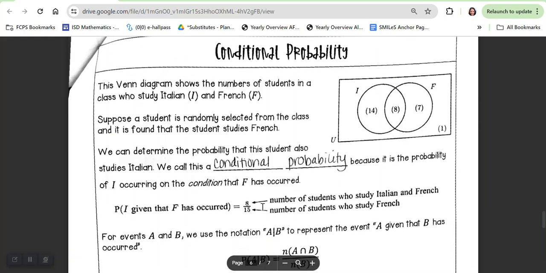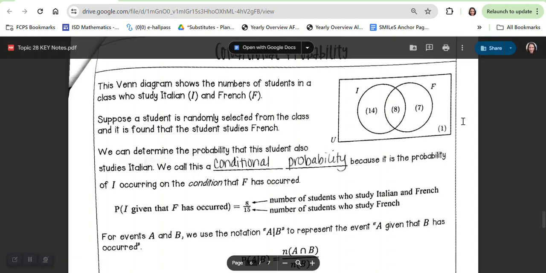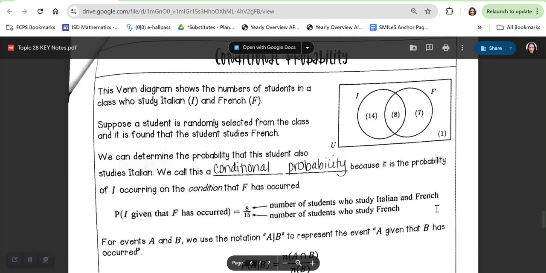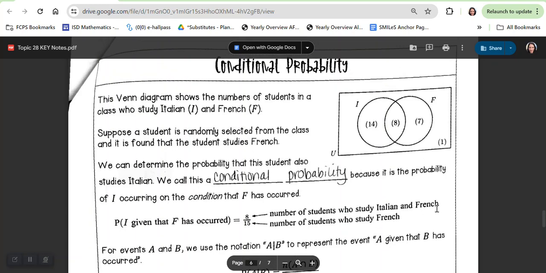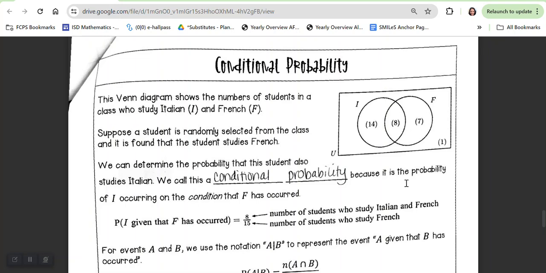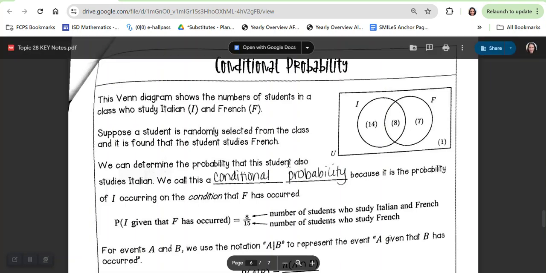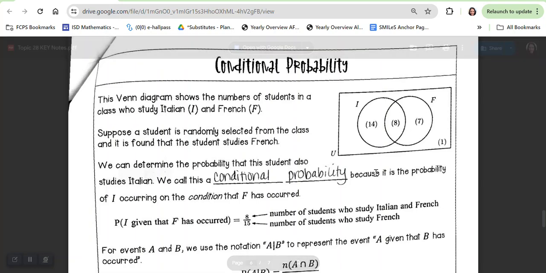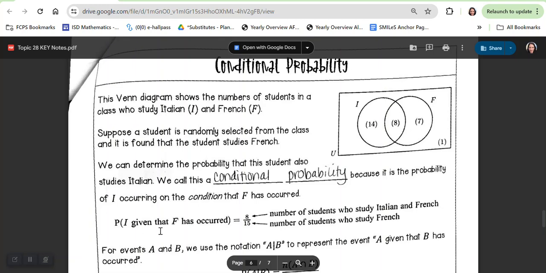All right, and now we are on conditional probability. So we have a Venn diagram of students who study Italian and French. A student is randomly selected from the class, and it's found that the student studies French. We can determine the probability that this student also studies Italian. We call this conditional probability because it's the probability of I occurring on the condition that F has already occurred. So we have the probability of I given F.